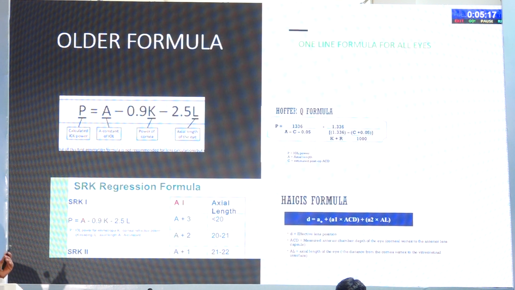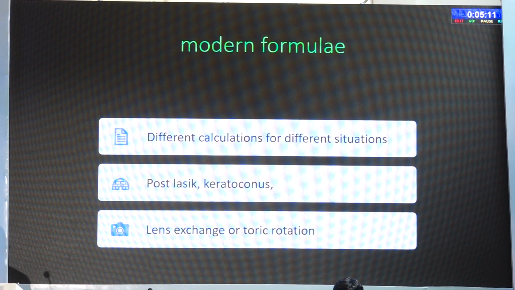So the older formulae are all one-line formulae applied to all eyes, and that will not work well for the unusual eyes. The modern formulae have different calculations in different situations. Post-LASIK has its own calculation, keratoconus has its own calculation. There are multiple different formulae depending on the pre-op situation, so you choose which one you use.